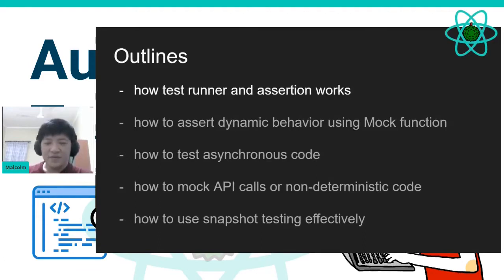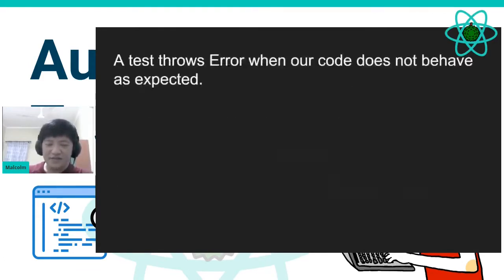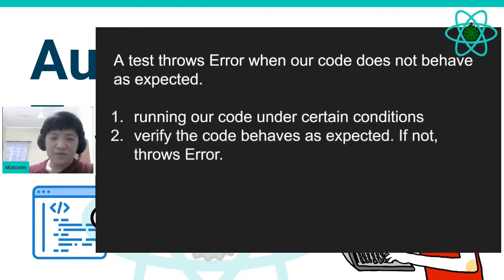So the definition is actually very simple. A test is something that throws error when our code does not behave as expected. Okay, so when we talk about automated tests, it is as simple as this. For a test to achieve this goal, it will always have 2 steps. First, it will run our code under certain conditions, and then after that, it will verify our code behaves as expected. If it's not expected, then it will throw error.